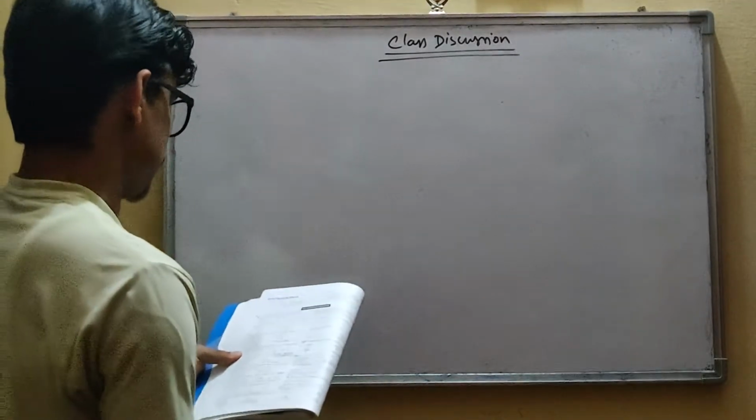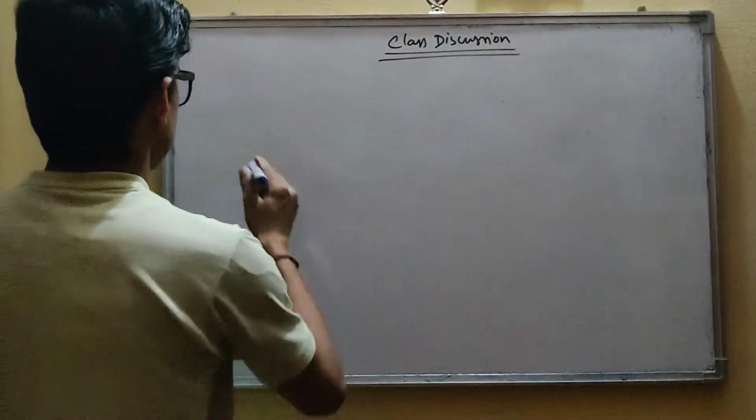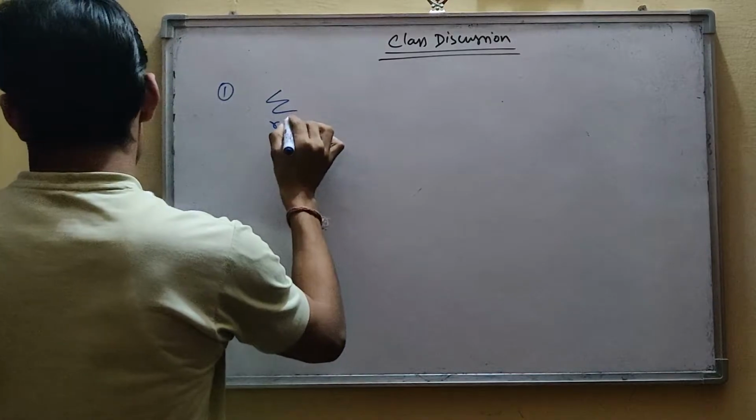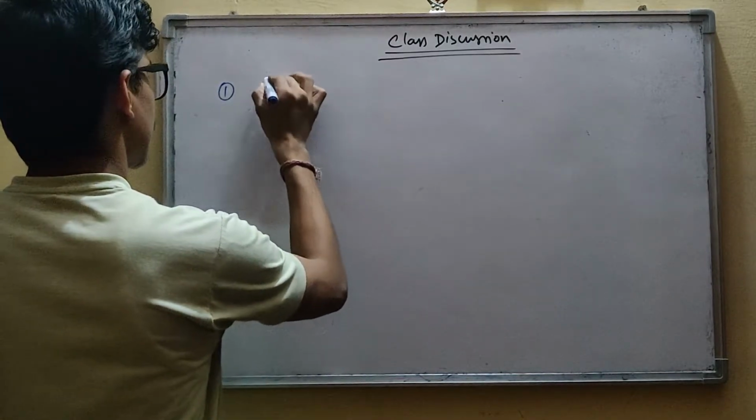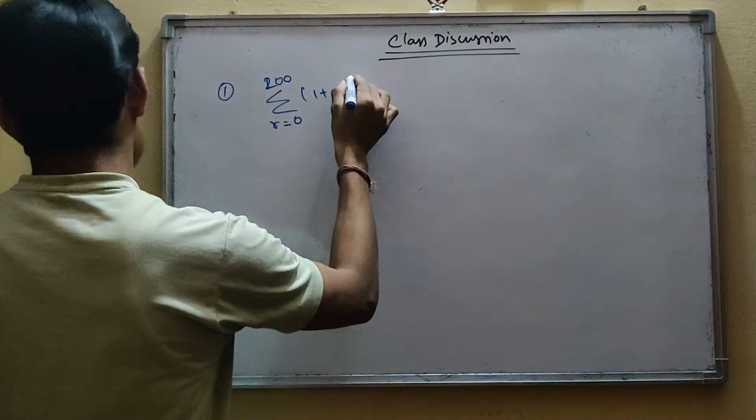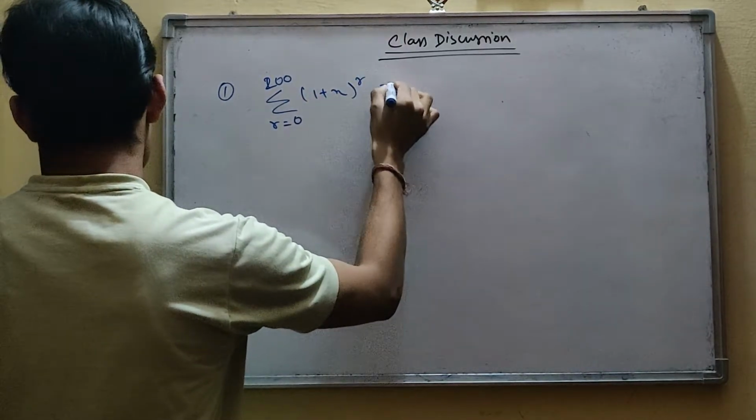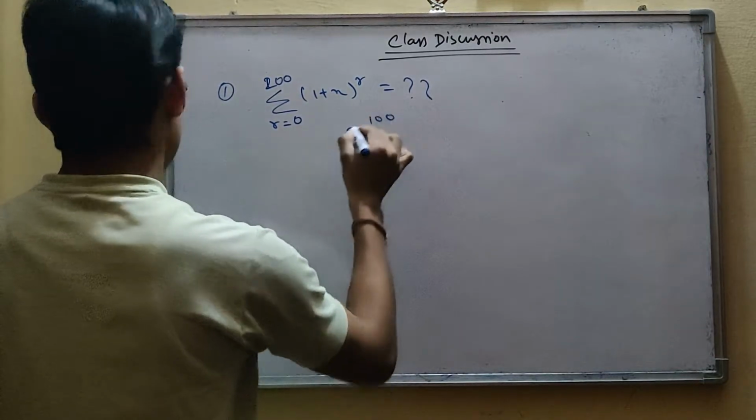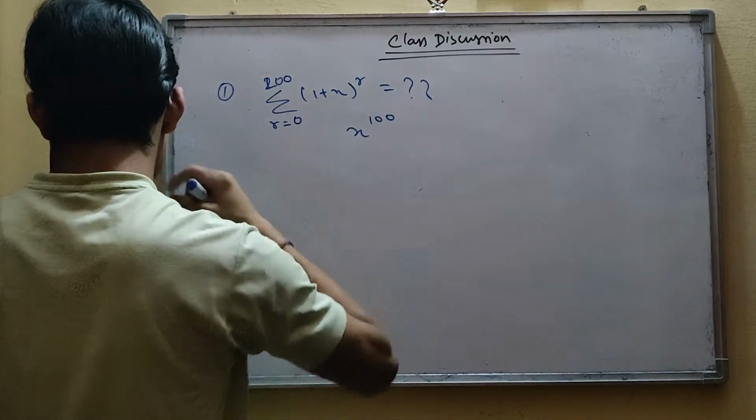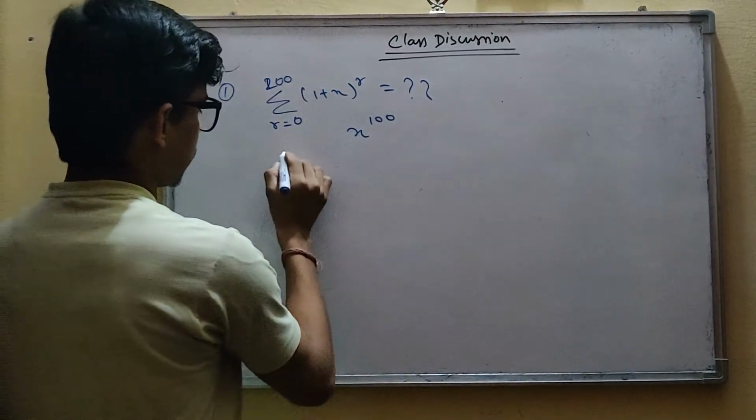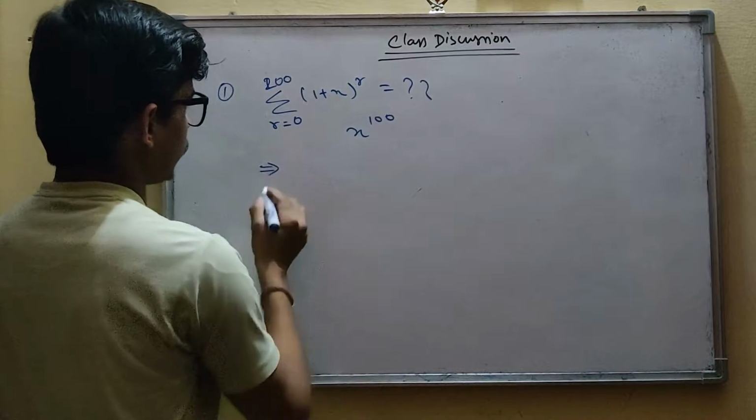in the expansion of this. Okay, so the question is like this: the summation over r from 0 to 200 of (1 plus x) to the power r. I have to find the coefficient of x to the power 100. So there is a direct formula for this, so please make a note of this.